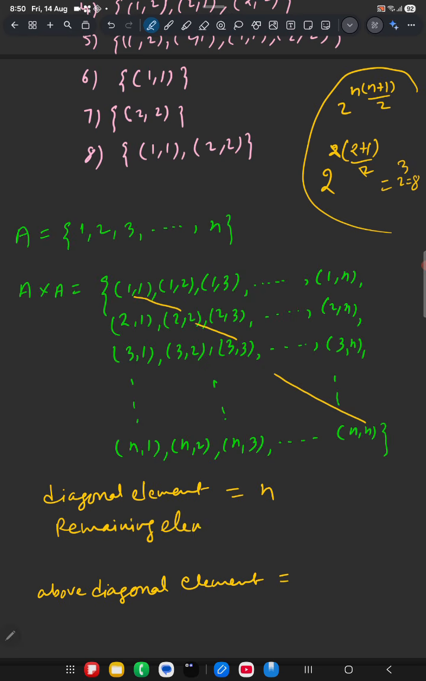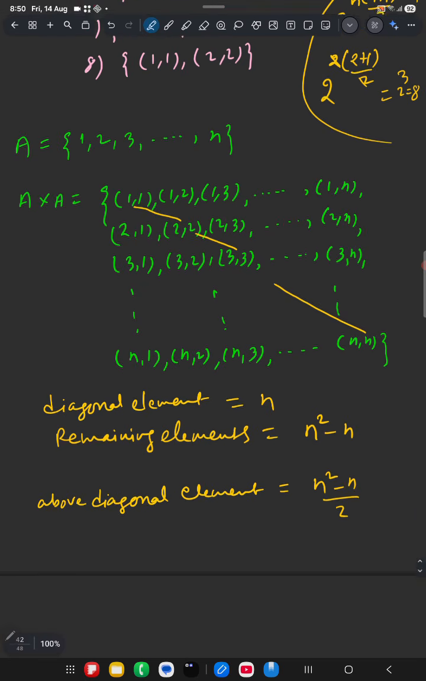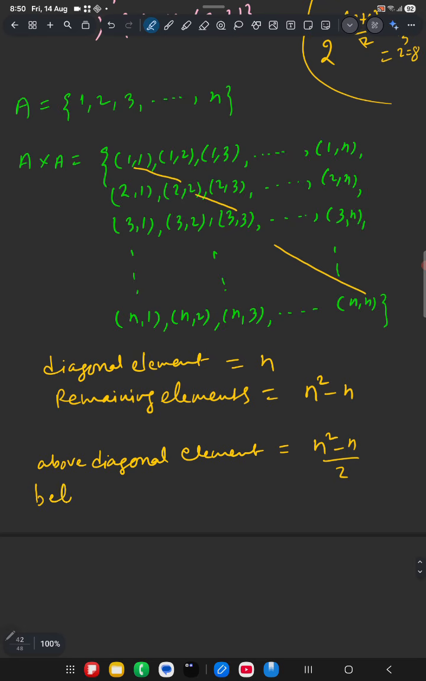Remaining elements will be total elements in n square minus n. So above diagonal elements will be what? Half of this, n square minus n. And below diagonal elements will be the same, n square minus n upon 2, isn't it?